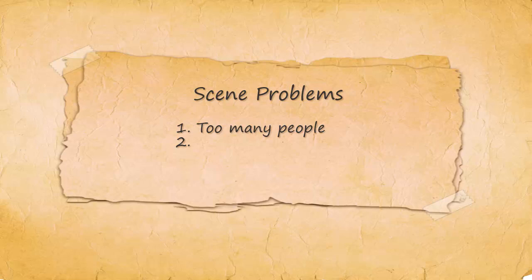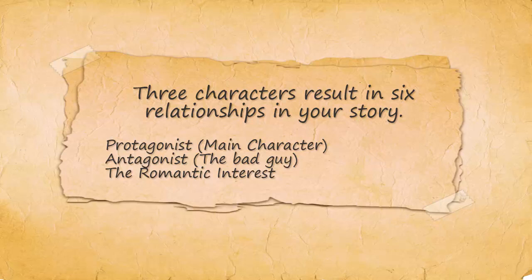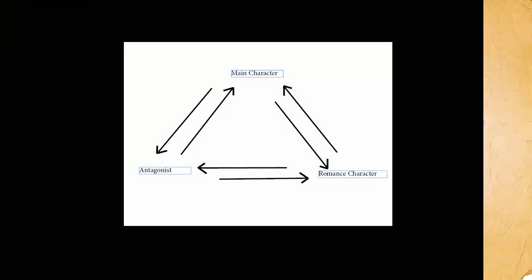We usually have to have two characters and we often have three. But if you get more than three characters in a scene, it makes it difficult for the reader to keep track of the relationships. For example, if you have the main character, a romance character, and the antagonist, you have at least six relationships there. You have the main character's relationship with the romance character and the romance character's with the main character. You have the main character's relationship with the antagonist and the antagonist's with the main character. And then you have the two relationships between the antagonist and the romance character. So you've got six different views of each other, and you have to juggle them and keep them straight in the reader's mind, and sometimes that gets difficult.